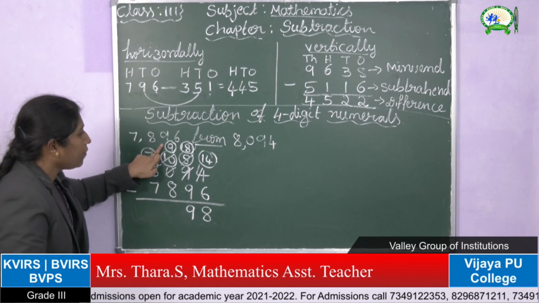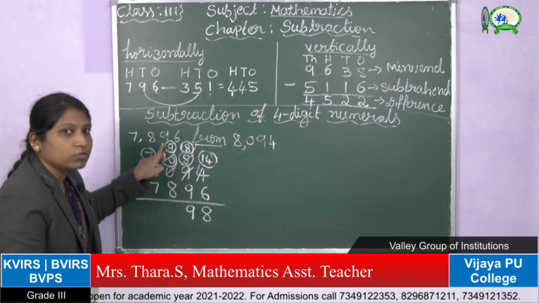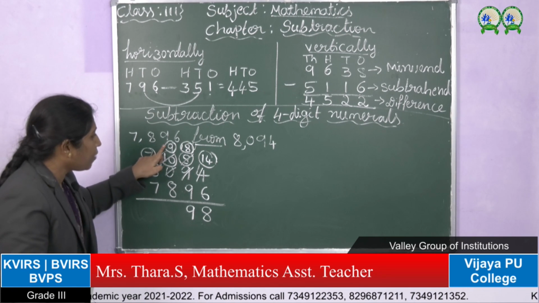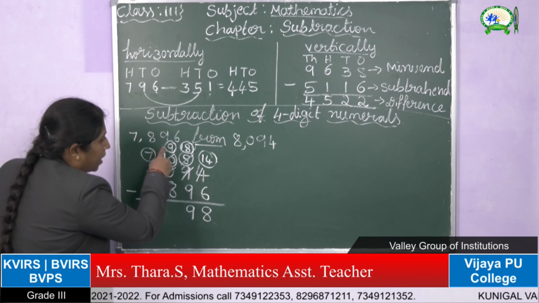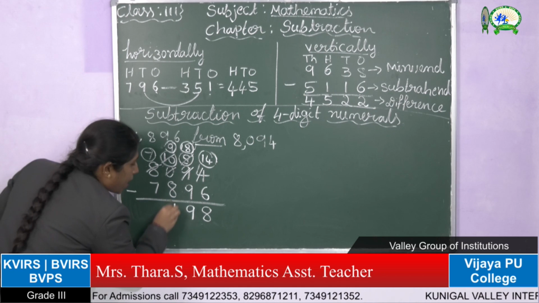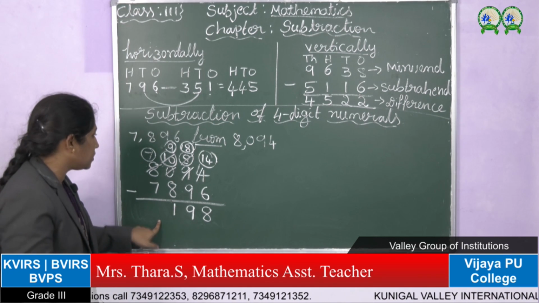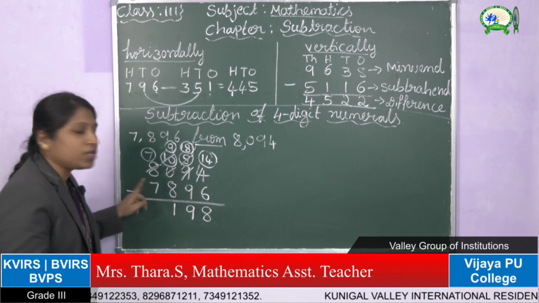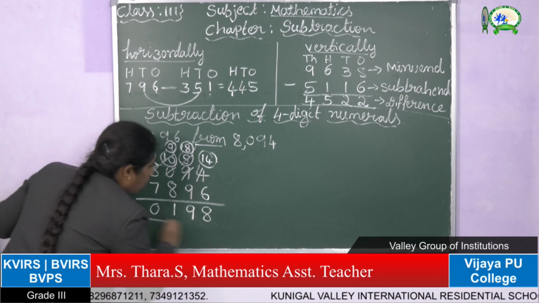Okay. And now we have a 9 here. You have to see this one. So 9 minus 8 is 1. Isn't it? It's very easy. So 7 minus 7 is 0.